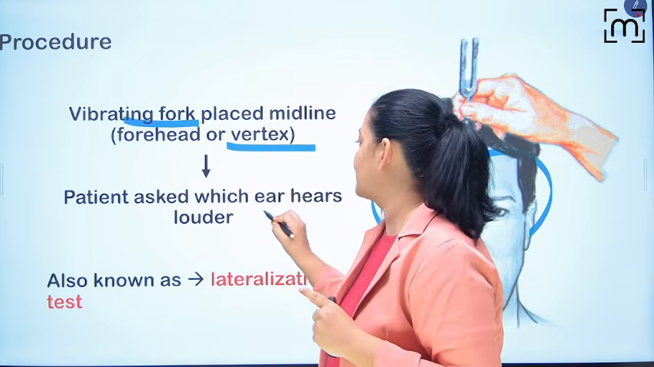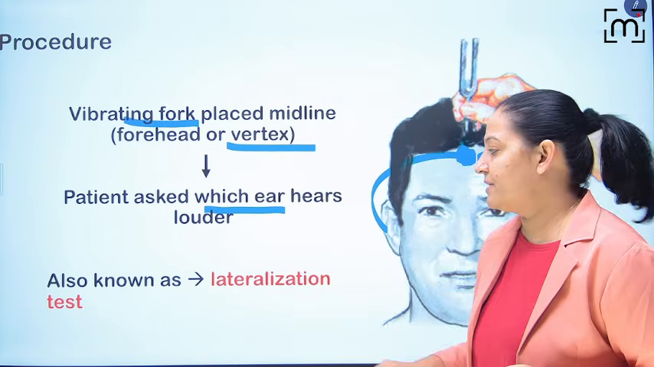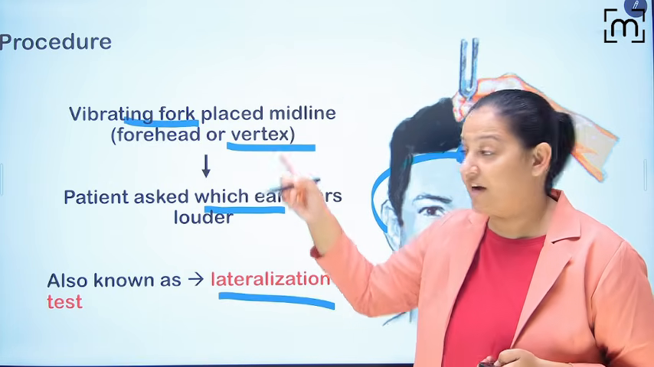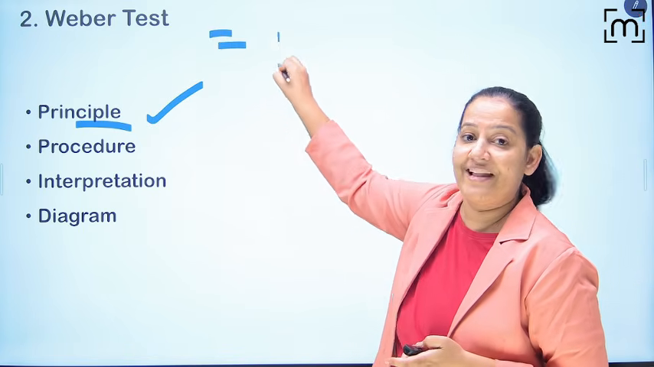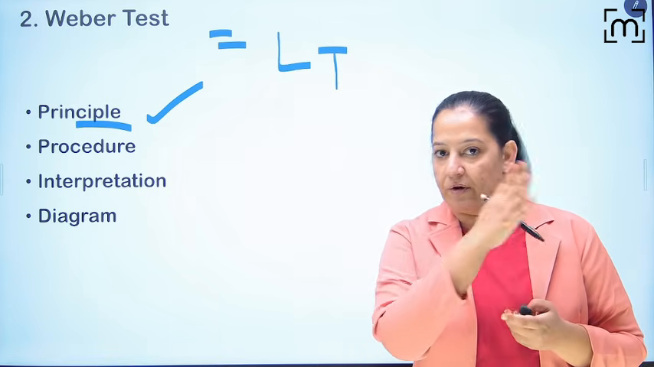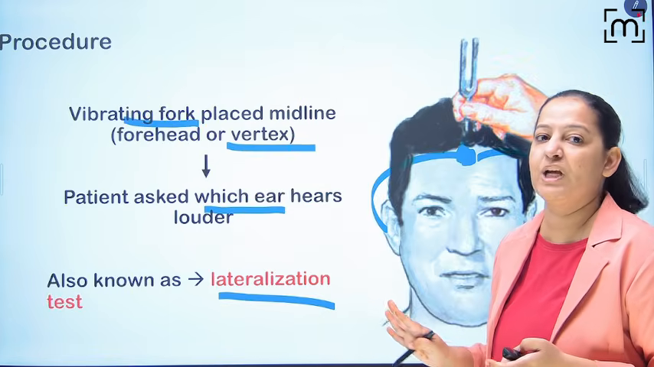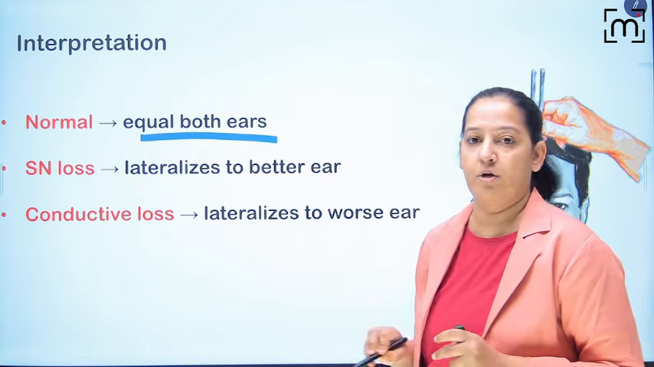The patient is asked which ear hears louder. This is also known as the lateralization test, the other name of Weber. Learn the other name of the Weber test. It is called the lateralization test because in case of deafness, it is lateralized to one of the ears. Normally it is heard equally in both ears. So the interpretation: normally it is equal in both ears.